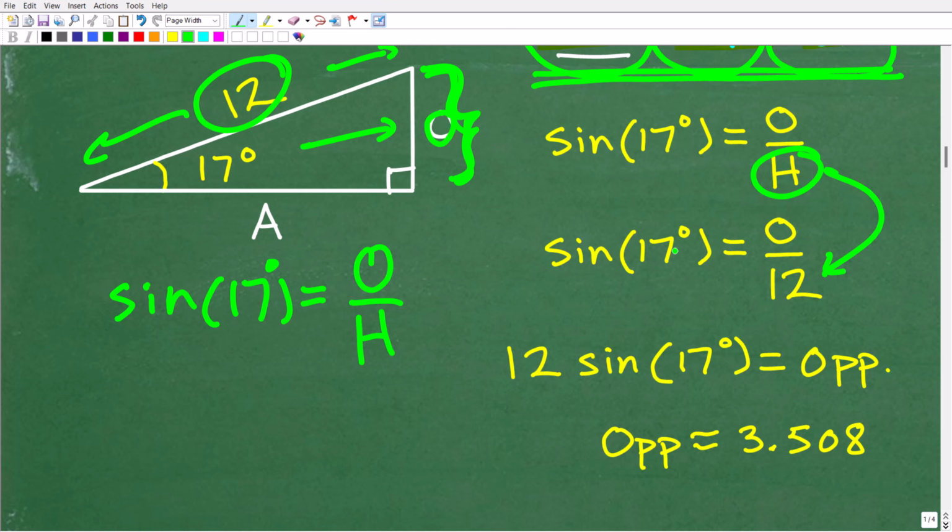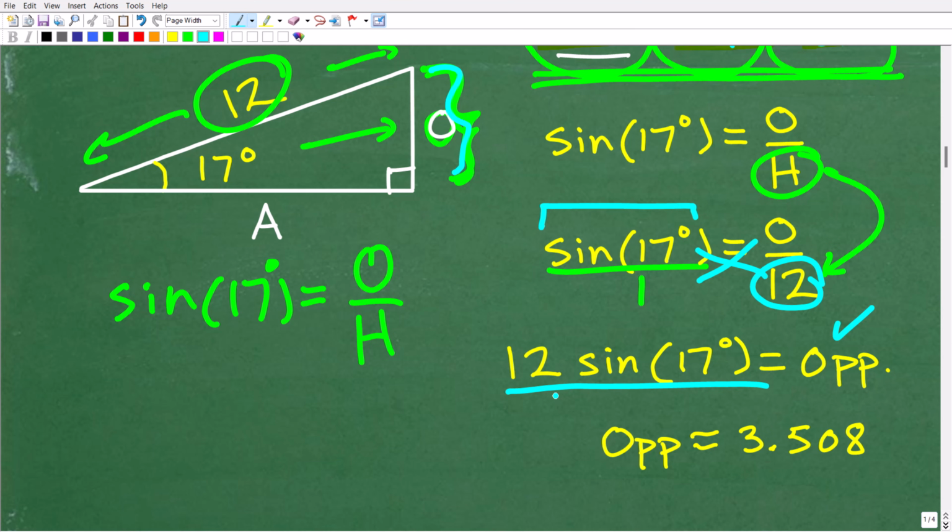So sine of 17 degrees is equal to O divided by 12. So we could just create a simple proportion here by putting this over 1 and then using the cross product. So 1 times O is simply O, or the opposite side. It's this side right here. It's just a variable. And then we have 12 times sine of 17 degrees. We can write that right there. Okay, so 12 times sine 17 degrees.